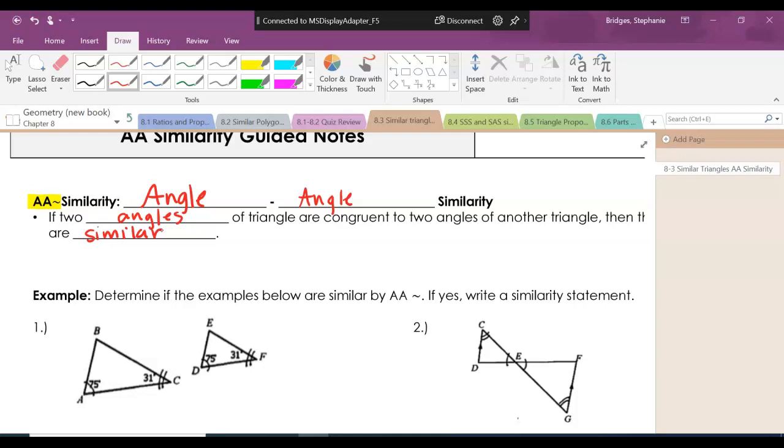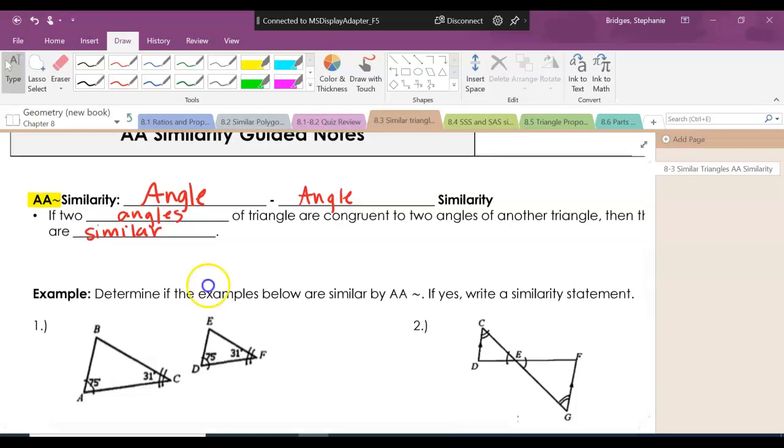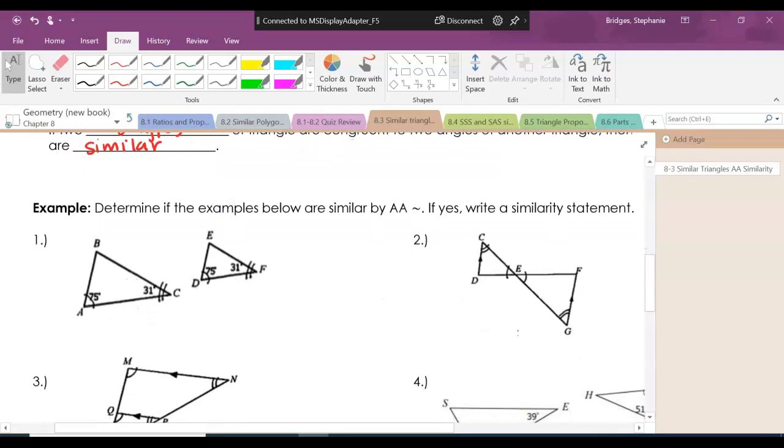All right, so look at number one. We are trying to decide if these are similar by angle. If yes, we're going to write our similarity statement. So look at question number one. The two angles that I have given to me in the triangle on the left, one is 75 degrees, one is 31 degrees, and they also have congruent markings there. Do I have the same angles in the second triangle? Yes. So are these similar by angle? Yes. So we're going to write yes, and then we're going to write a similarity statement.